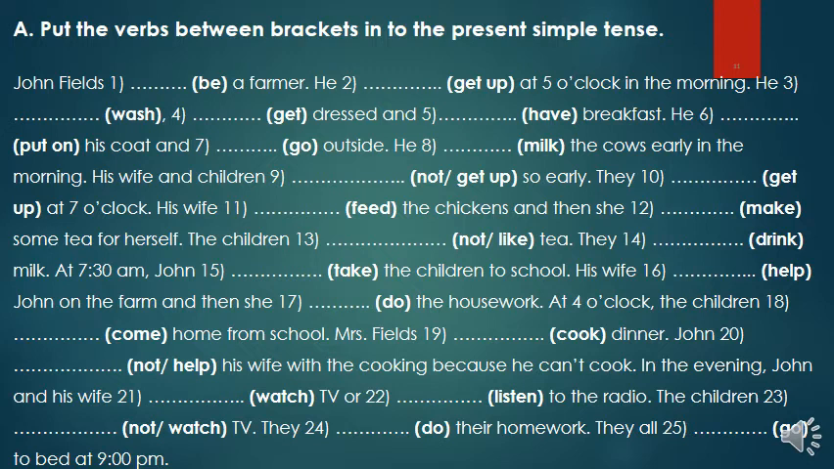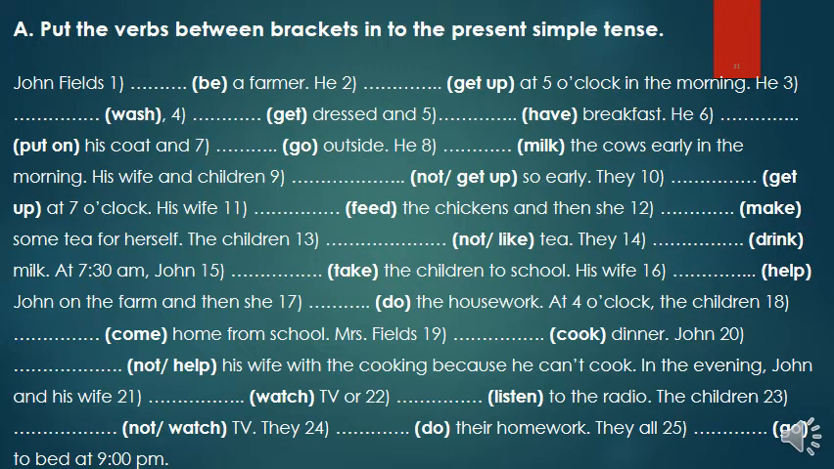We have here a negative form. Not and get up. Not means either don't or doesn't. Since the noun, or the doer of the action, is his wife and children, it means not one person, not singular. So we use don't. So his wife and children don't get up early.